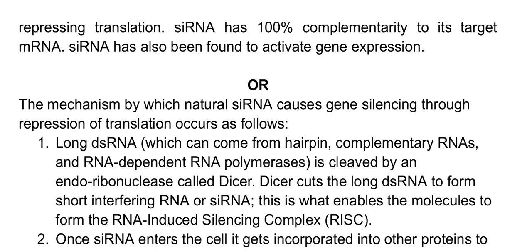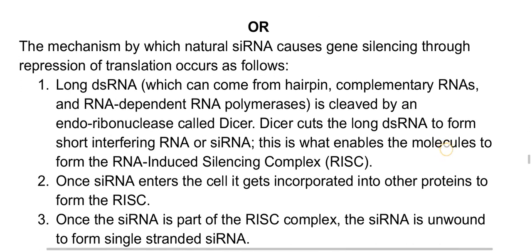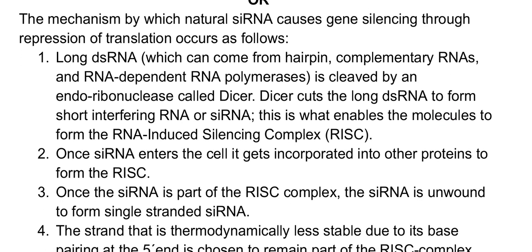The mechanism by which natural siRNA causes gene silencing occurs as follows. Long dsRNA, which can come from hairpin complementary RNAs and RNA-dependent RNA polymerase, is cleaved by an endoribonuclease called Dicer. Dicer cuts the long dsRNA to form short interfering RNA, or siRNA. That is what enables the molecule to form the RNA-induced silencing complex.